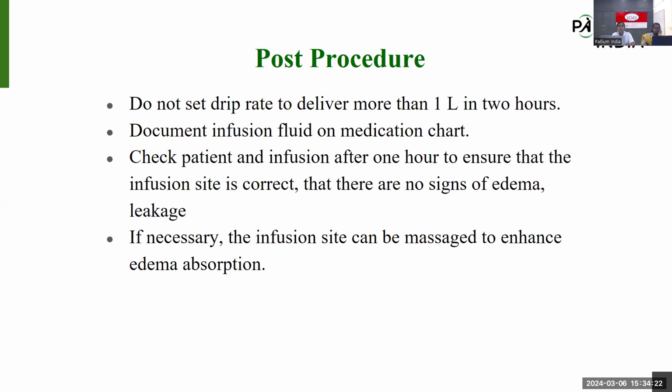And the post-procedure steps include: we should make sure that we do not set the drip rate to deliver more than 1 liter in 2 hours. That means we should set the drip rate as 20 drops per minute. And we should document the infusion fluid on the medication chart.